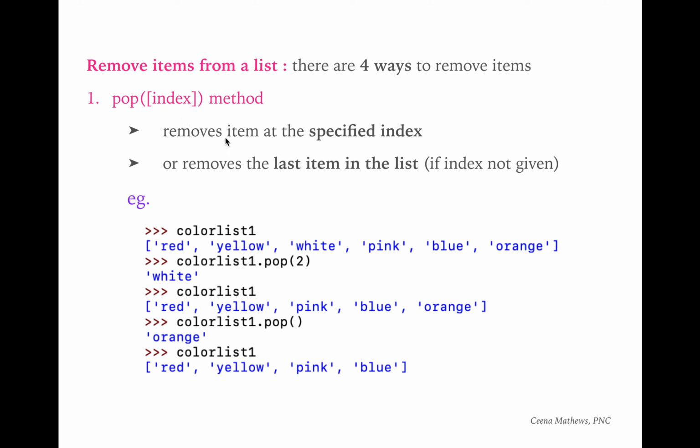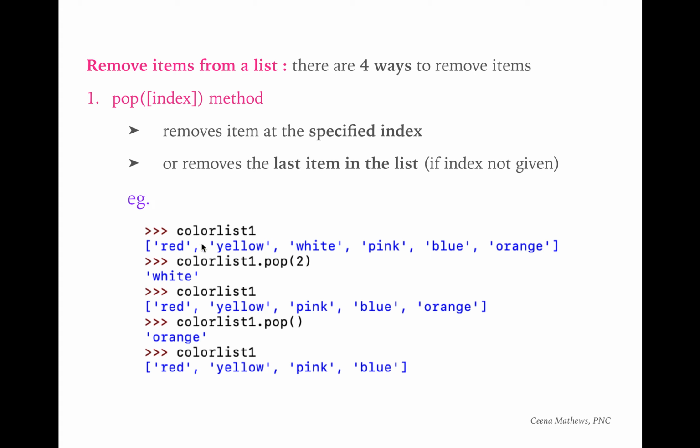This has been included within square brackets because index is optional. That is, it removes the item at the specified index, or removes the last item in the list if index is not given. So index is optional here. If you give it, it will remove the item at that specified index. If you don't give it, then it will remove the last item in the list.